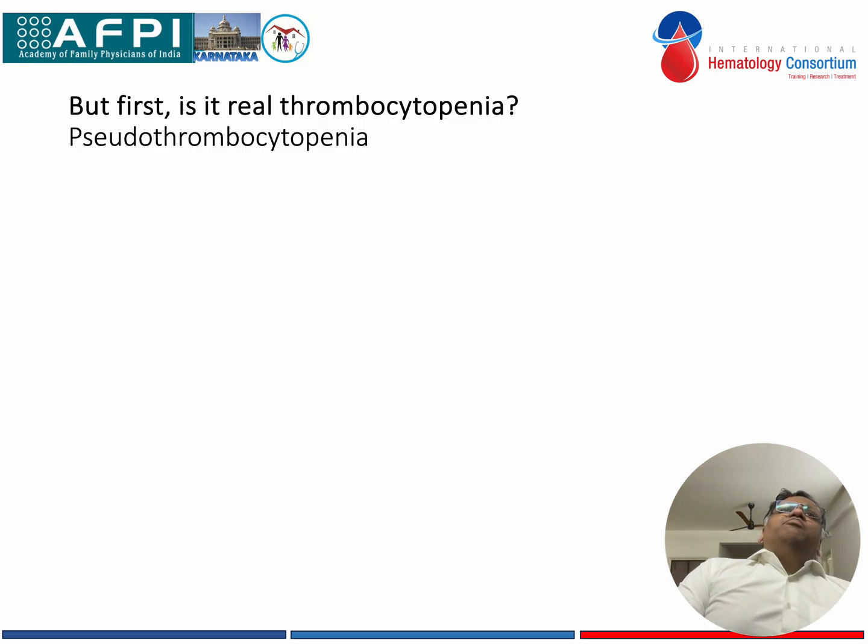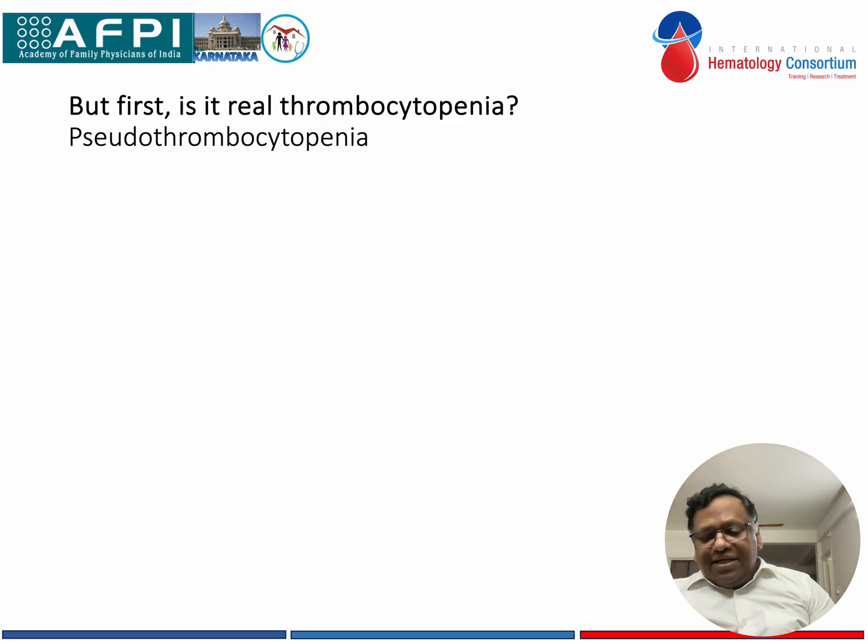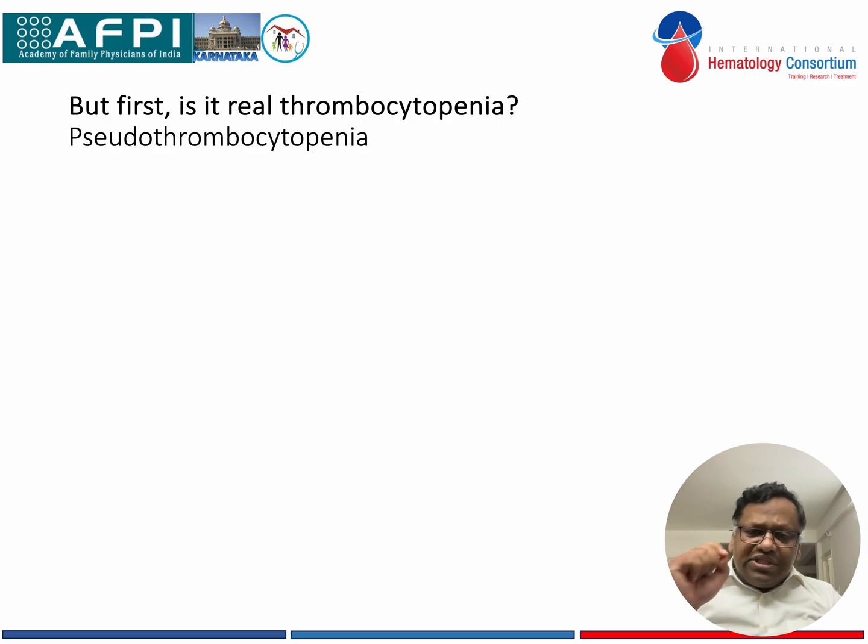However, one very important thing to look at, unlike low hemoglobin, unlike anemia, when the cell counter tells you that the hemoglobin is low, it's usually correct, it's accurate. However, there is a very unique problem with platelets. Whenever we have any patient who has thrombocytopenia, we have to first ascertain that it is really genuine thrombocytopenia. The platelets are really low.